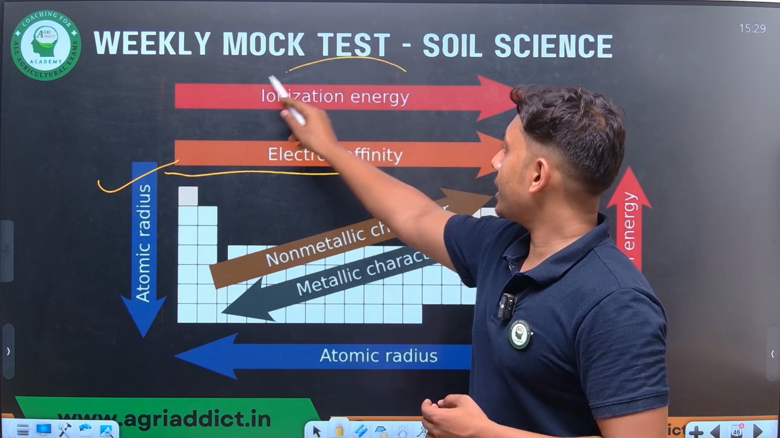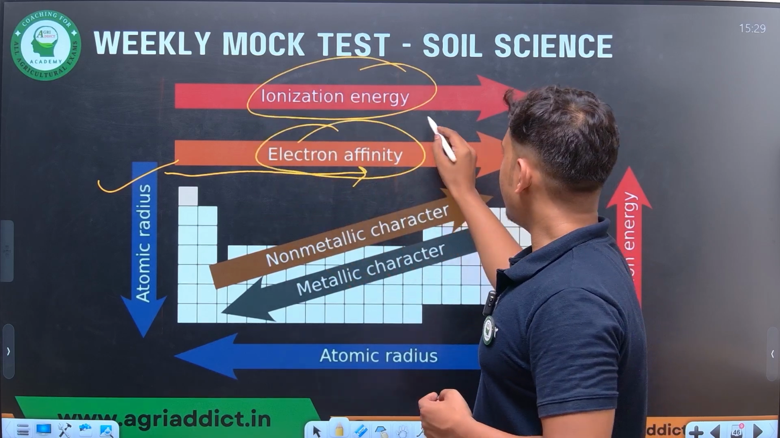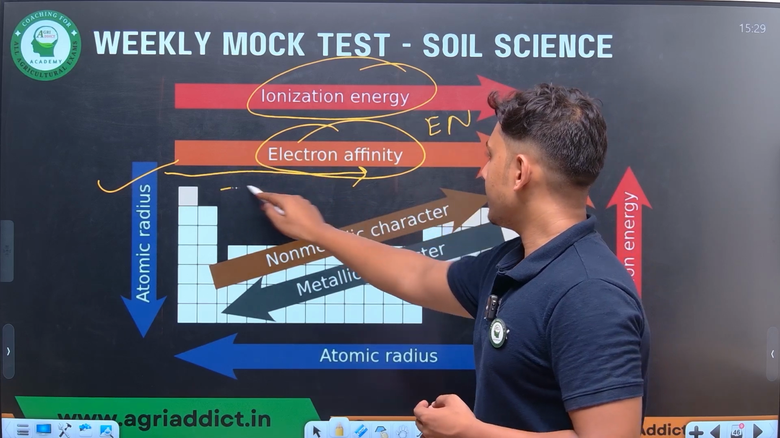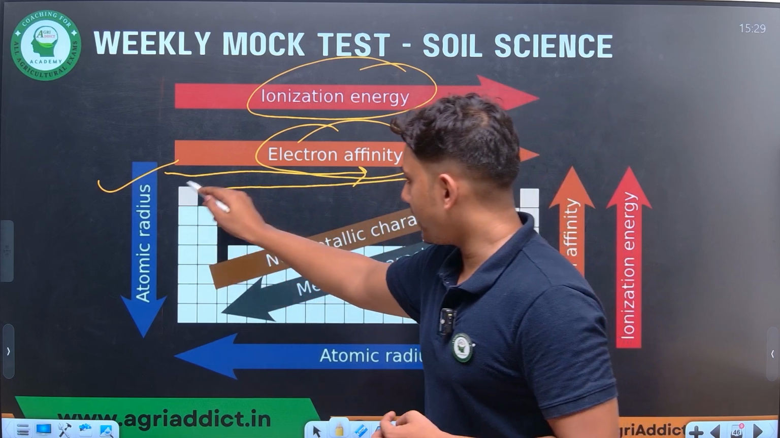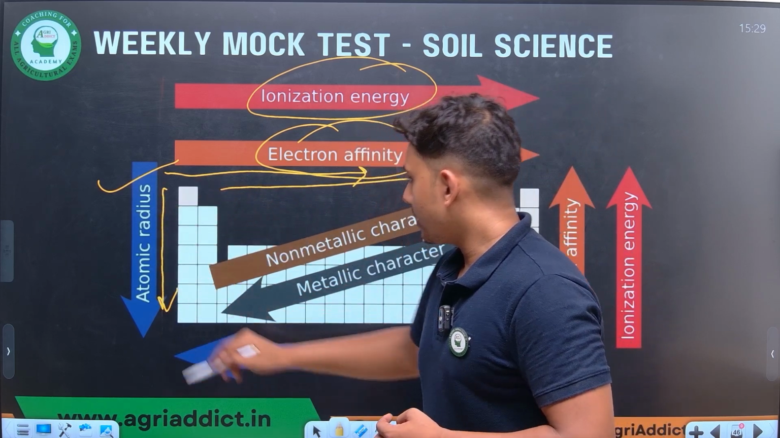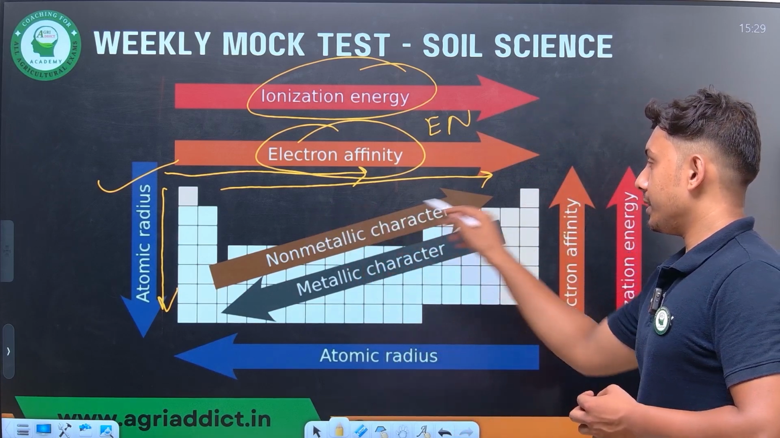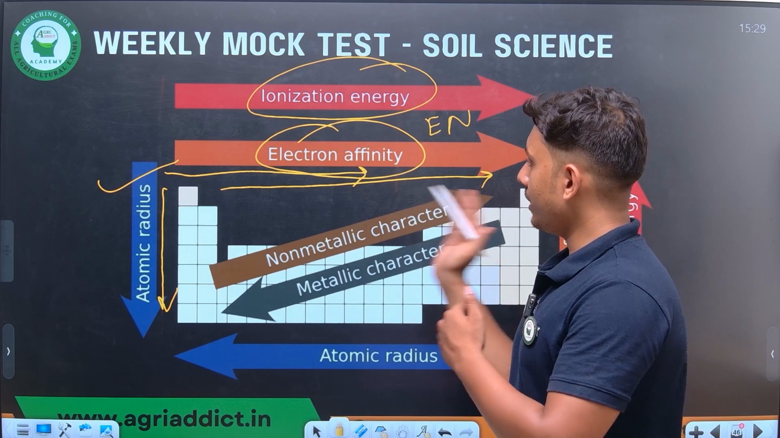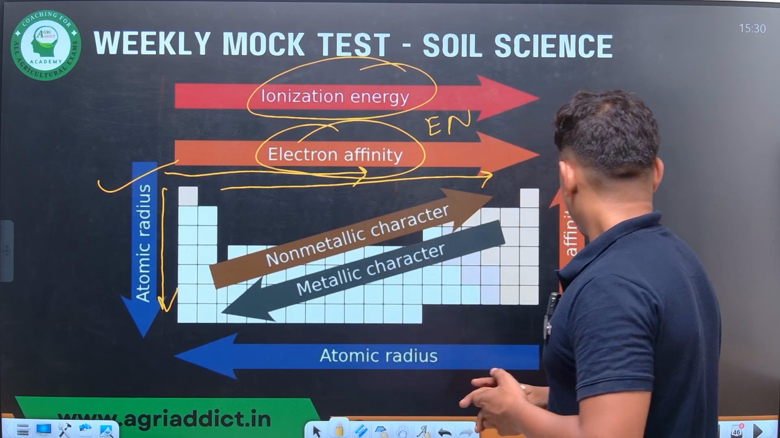For ionization energy or ionization potential, electron affinity and also electronegativity, both will increase in this direction. And when it increases in this direction, it will decrease in this. Then the non-metallic character will increase in this direction, but the metallic character, as we go from right to left or up to down, will increase.